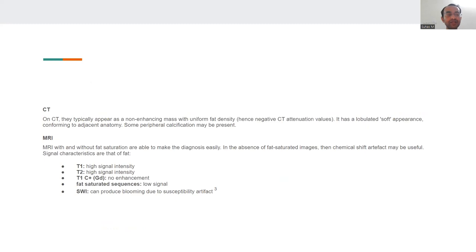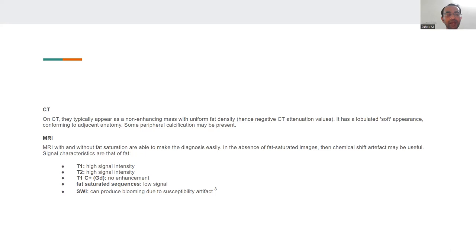Imaging characteristics. On CT, they typically appear as non-enhancing masses with uniform fat density, hence negative CT attenuation values. It has a lobulated soft appearance conforming to the adjacent anatomy. Some peripheral calcifications may be present.